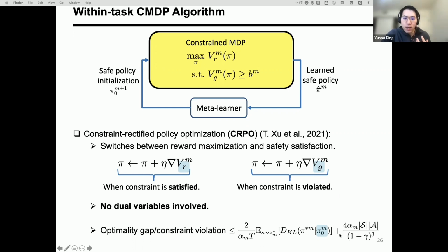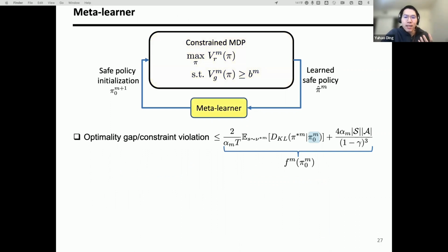And we can observe from this upper bound that the task average performance guarantee and constraint violations are upper bounded by terms based on the distance between the optimal policy and the initial policies. If the initial policy is very close to the optimal policy, this upper bound is supposed to be very small. And the crux of our idea is to utilize this upper bound and design a meta algorithm that can sequentially update the initial policy pi 0m for each task by performing online learning on this upper bound.